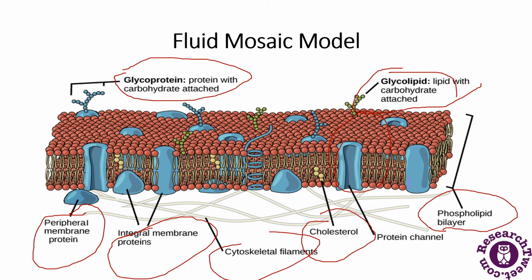Now, if we talk about the thickness of this membrane, the thickness ranges between 5 to 10 nanometers, and the proportion of carbohydrates, lipids, and proteins in the plasma membrane varies from cell to cell.